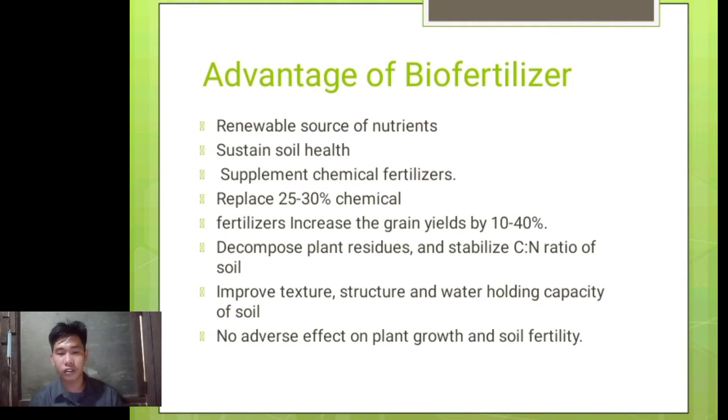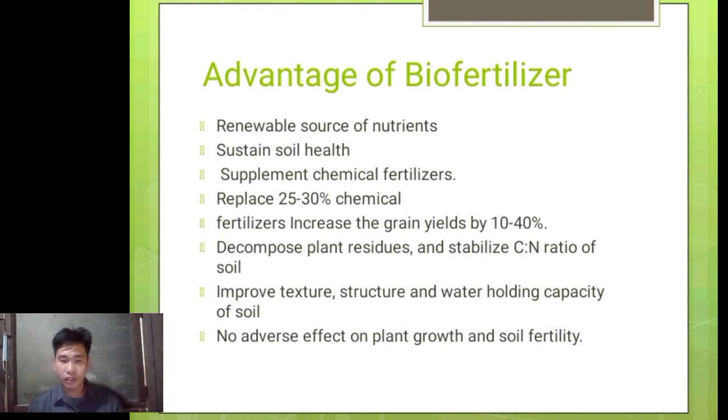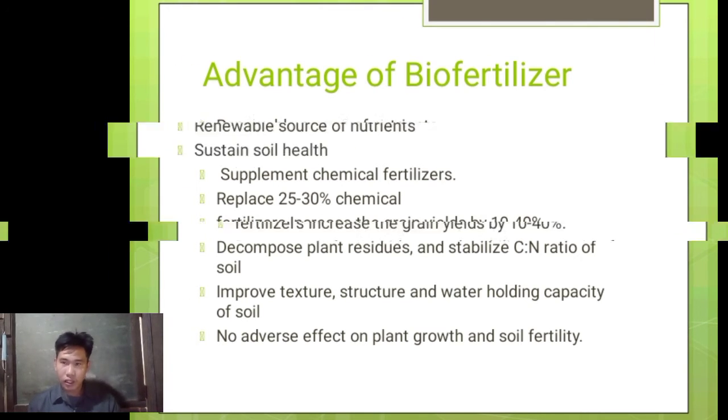Advantages of biofertilizer. Number 1, renewable source of nutrients. Number 2, sustains soil health. Supplements chemical fertilizer and replaces 25 to 30% of chemical fertilizers. Increases the grain yield by 10 to 40%. Decomposes plant residues and stabilizes the C:N ratio of soil. Improves texture, structure, and water holding capacity of soil. No adverse effect on plant growth and soil fertility.